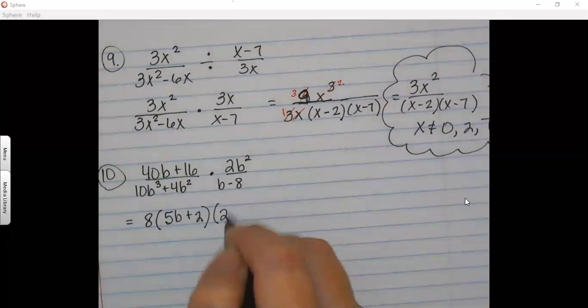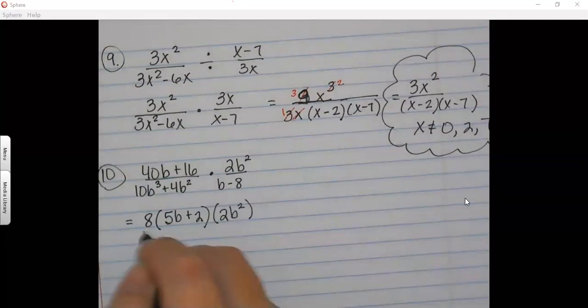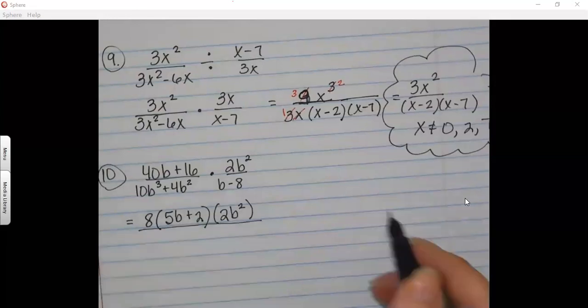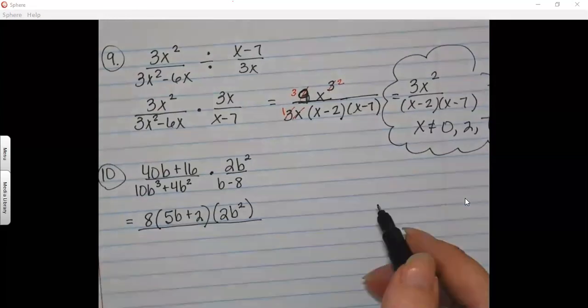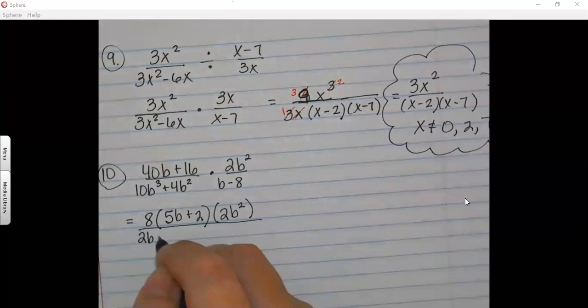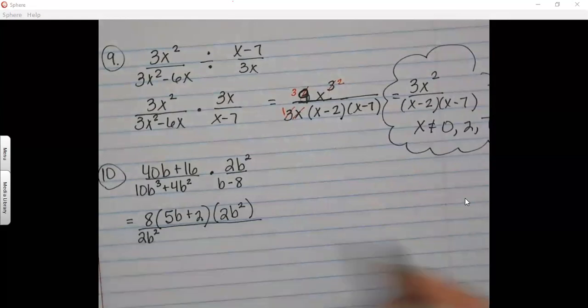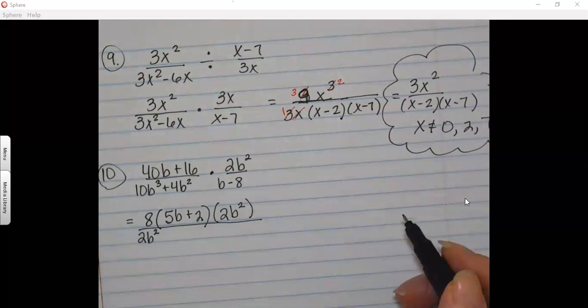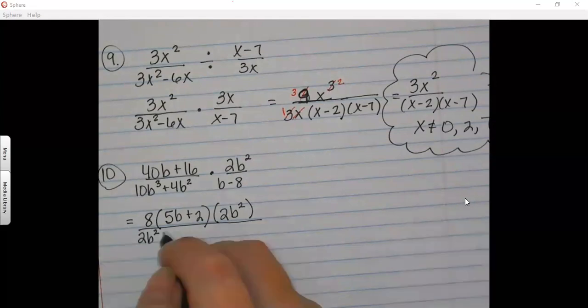Bottom left, I can factor out what? 2b squared, because they both have 2b's. The first term has 3 b's. They both have at least 2 b's, so I can take out b squared. When I factor that out, I'm left with 5b plus 2, right, times b minus 8.